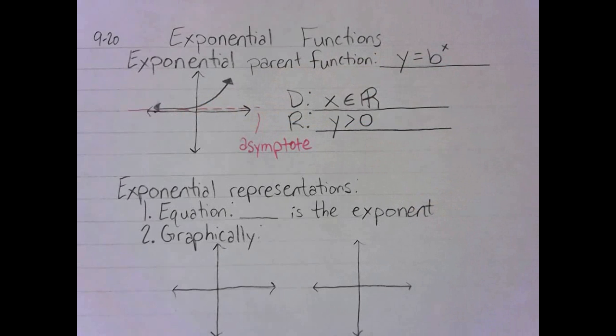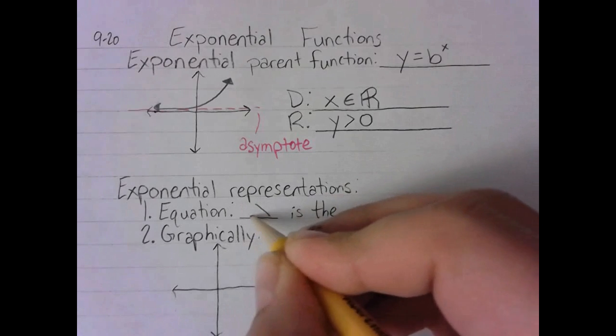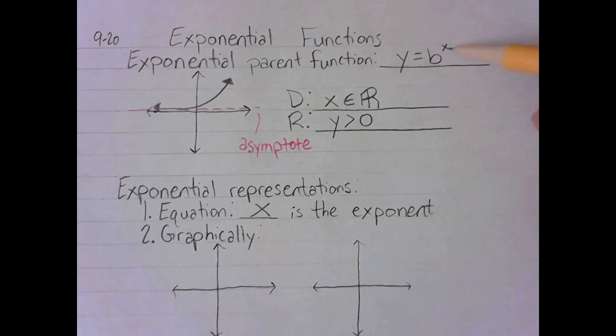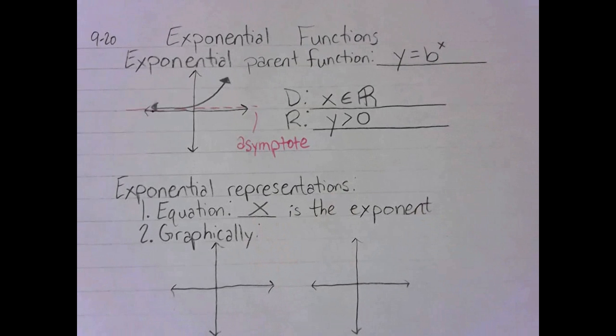Okay, just like before with linear and quadratics, let's talk about representations. So for the equation, your x is going to be the exponent, like we see here. Notice how x is the exponent. It's not down here. It's up in the air. It's the exponent.